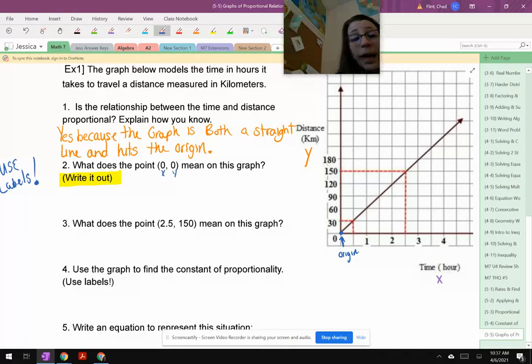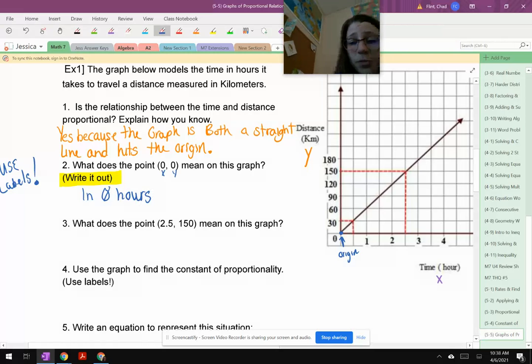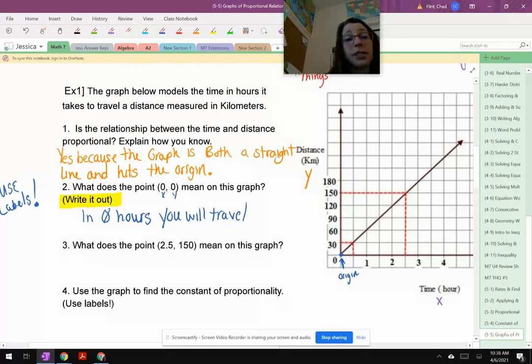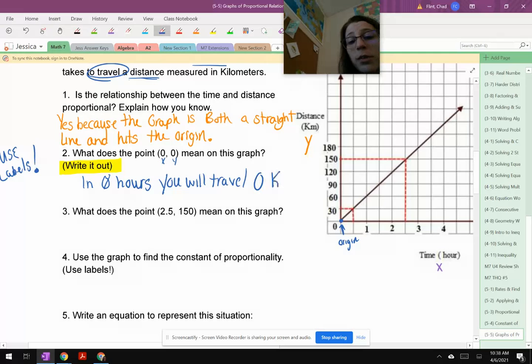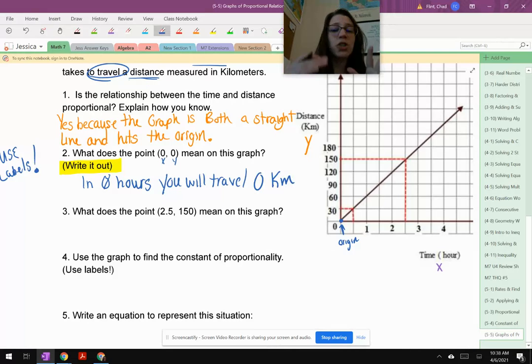0, x was time in hours. So it means in 0 hours, you will travel, because that's what this is talking about. We're talking about the time to travel a distance. In 0 hours, you will travel 0 kilometers. That makes sense. Just like if you don't buy anything, you spend $0. So you're just explaining what it means in the context.